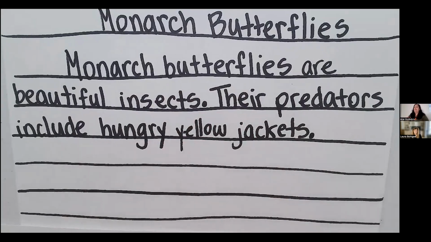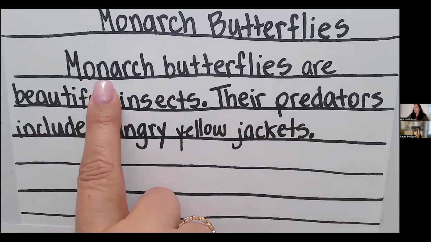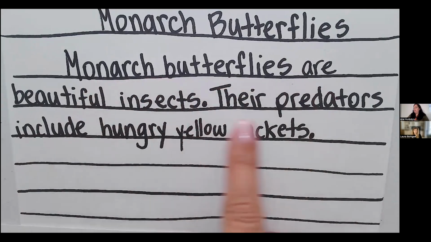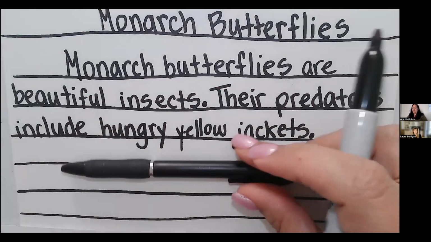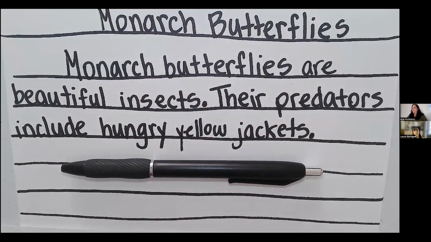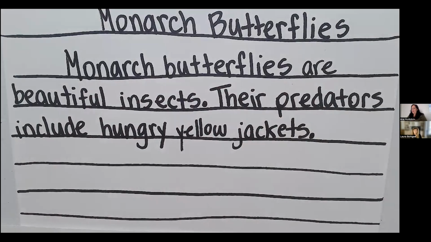Let me give you an example of two bunched up sentences, and you tell me how it sounds. Monarch butterflies are beautiful insects. Their predators include hungry yellow jackets. Go ahead and share with someone how that sounds. Yeah, it doesn't sound too good, does it? All right, I'm gonna go ahead.